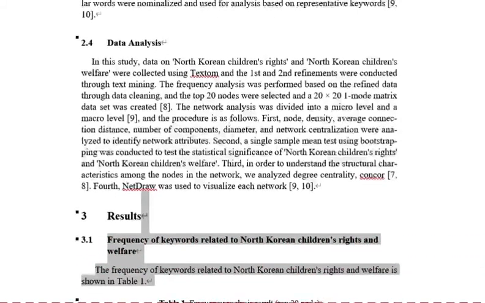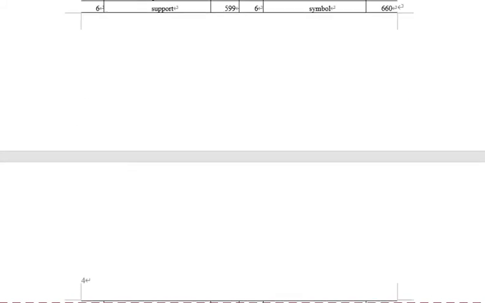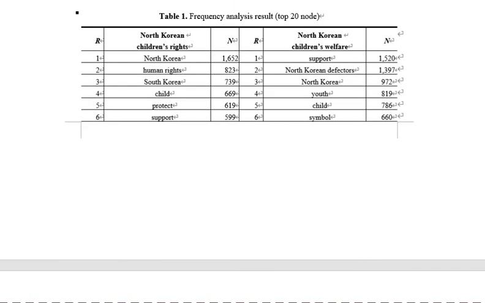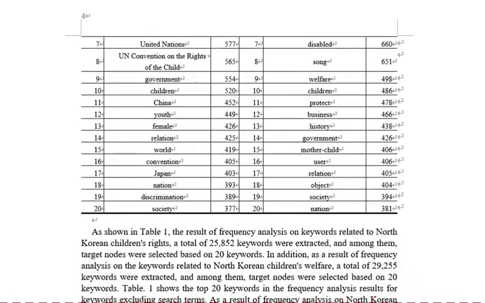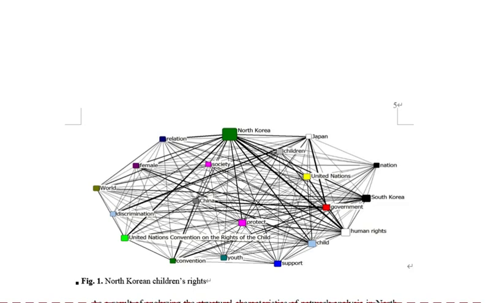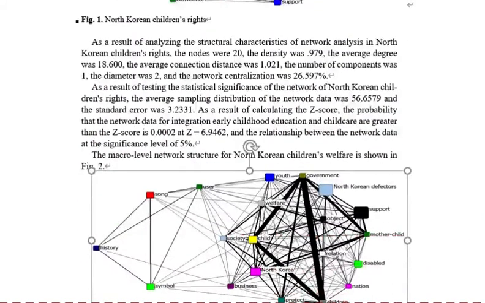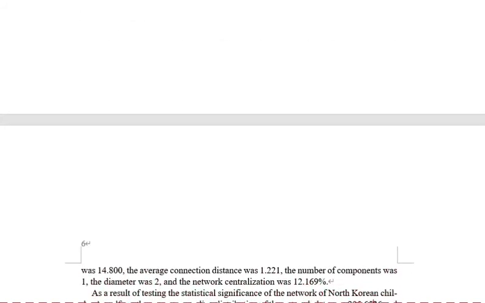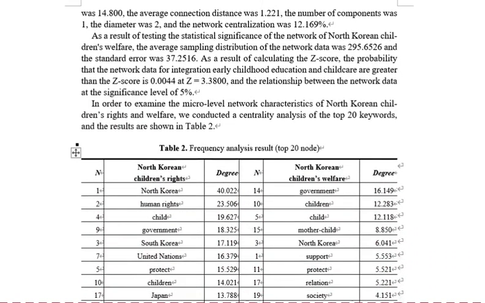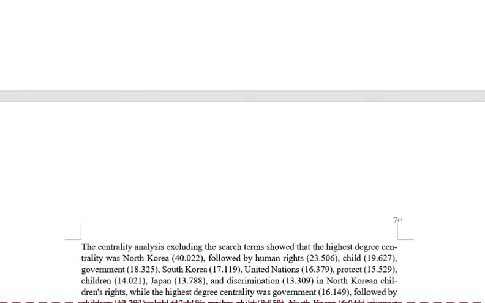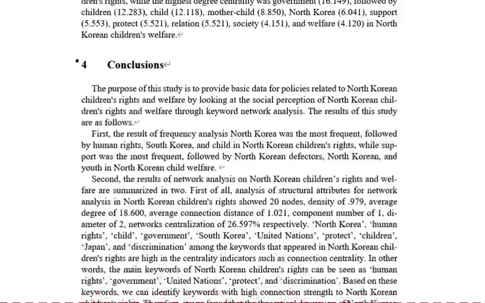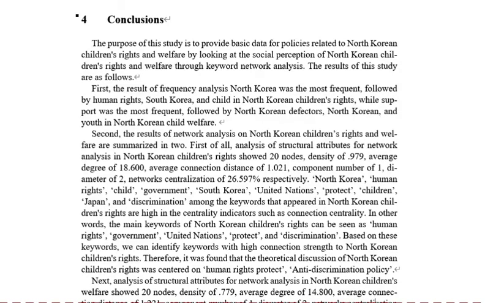Here are the research results. This is table 1, frequency analysis result, top 20 nodes, and figure 1, North Korean children's rights, and figure 2, North Korean children's welfare, and table 2, frequency analysis result, top 20 nodes. I will explain the conclusion.